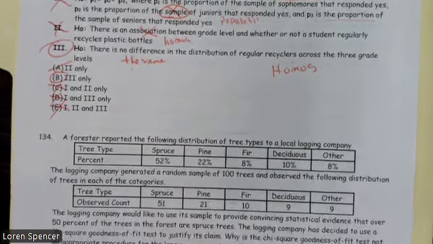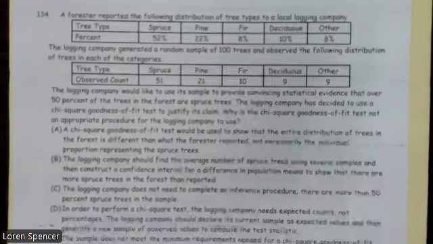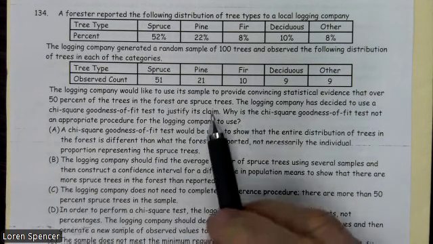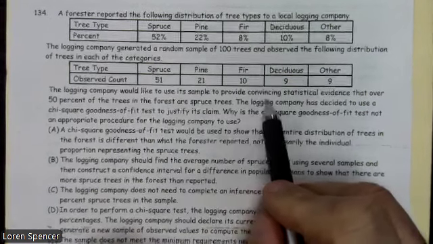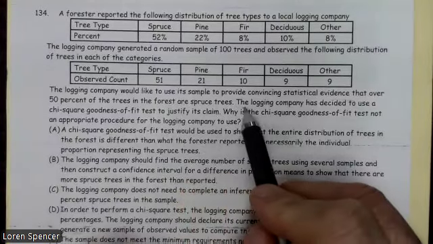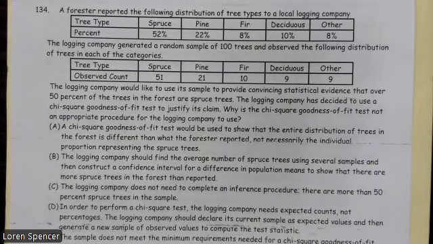All right, 134. A forester reported the following distribution of tree types to a local logging company. Okay, there they are. The logging company generated a random sample of 100 trees and observed the following distribution. Awesome. The logging company would like to use the sample to provide convincing evidence that over 50% of the trees in the forest are spruce trees. The logging company has decided to use a chi-square goodness of fit to justify the claim. Why is the chi-square goodness of fit not appropriate?